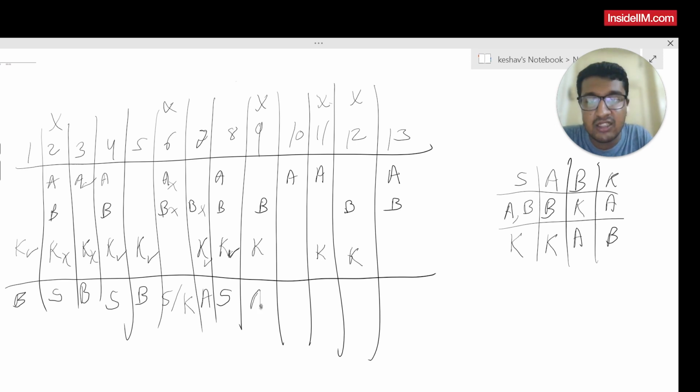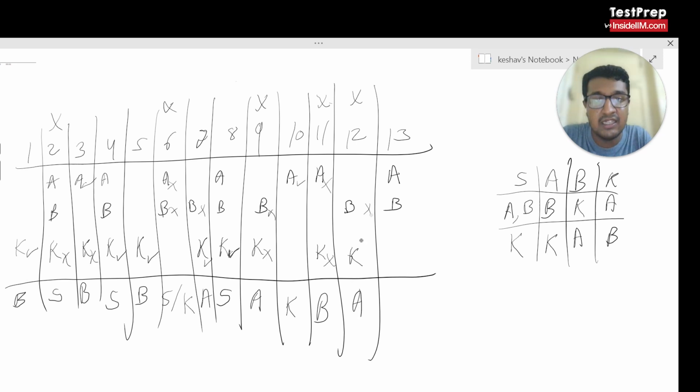Ninth question, A must have written it as he didn't review it, and both B and K must have rejected it. 10th question, K must have written it as only A reviewed it and A must have accepted it. 11th, B must have written it, K must have rejected it, A must have rejected it. 12th, A must have written it, both B and K must have rejected it.